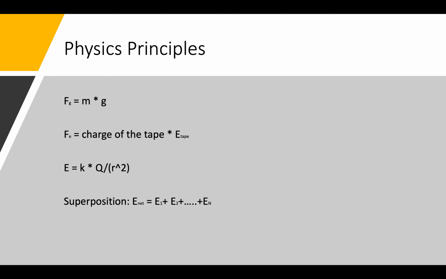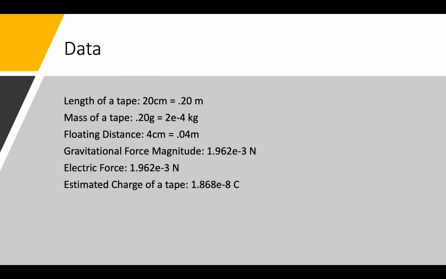So for physics principles, we're going to use 1, the gravitational force equals mass times gravity. Second, the electric force is charge times the electric field of a tape. And we are applying Coulomb's law, which is 1 over 4 pi epsilon 0 times charge over the magnitude r squared. And we're also applying the superposition, which is the net electric field is the sum of n electric fields.